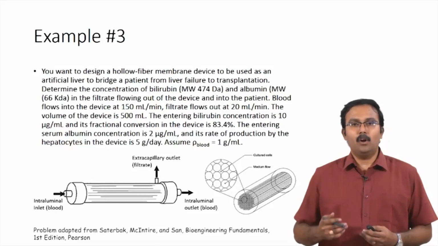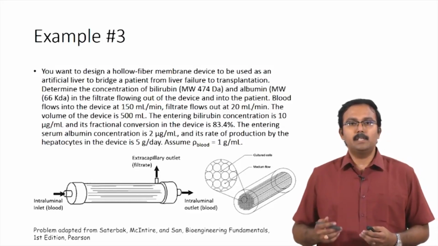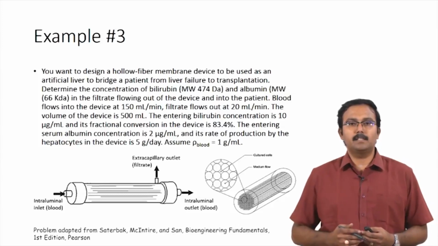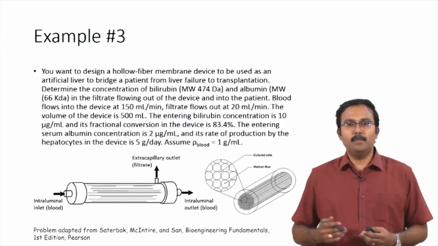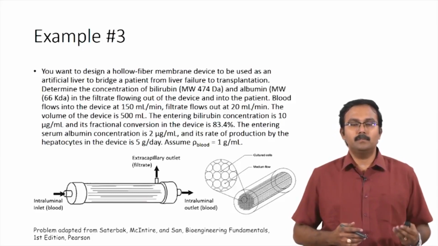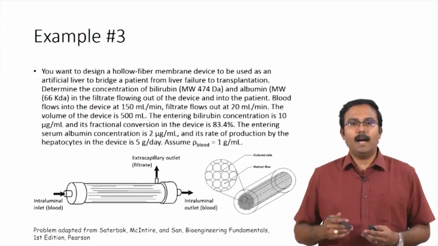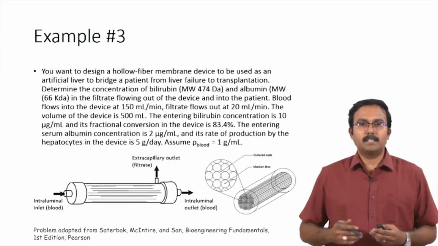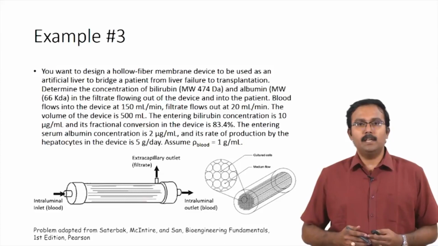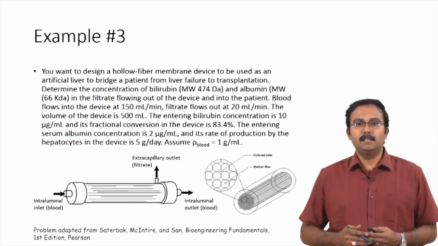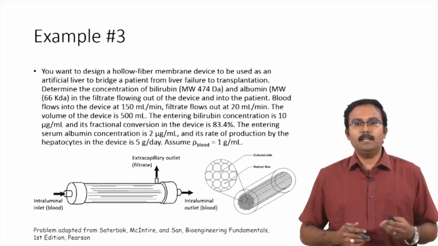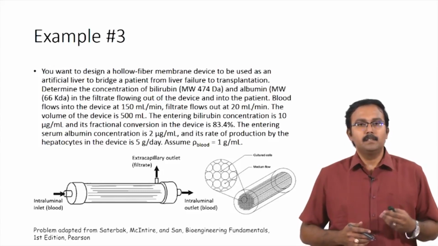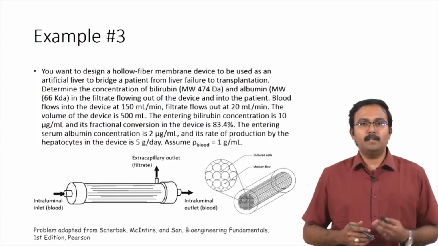You want to design a hollow fiber membrane device to be used as an artificial liver to bridge a patient from liver failure to transplantation. Determine the concentration of bilirubin with a molecular weight of 474 Dalton and albumin with a molecular weight of 66 kilodalton in the filtrate flowing out of the device into the patient. Blood flows into the device at 150 ml per minute and filtrate flows out at 220 ml per minute. The volume of the device is 500 milliliters.